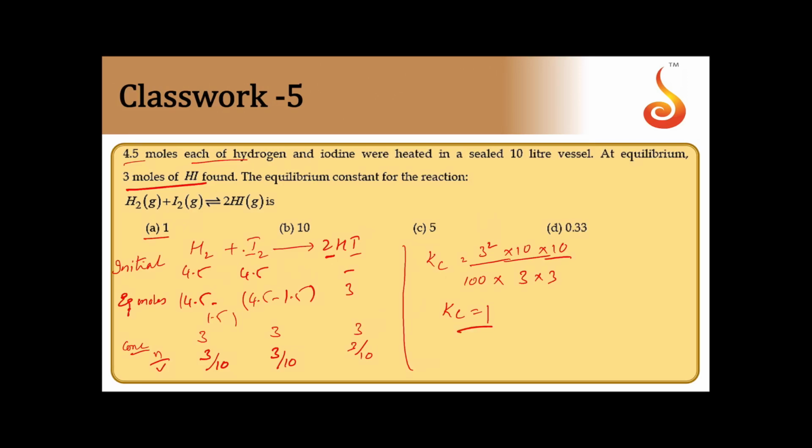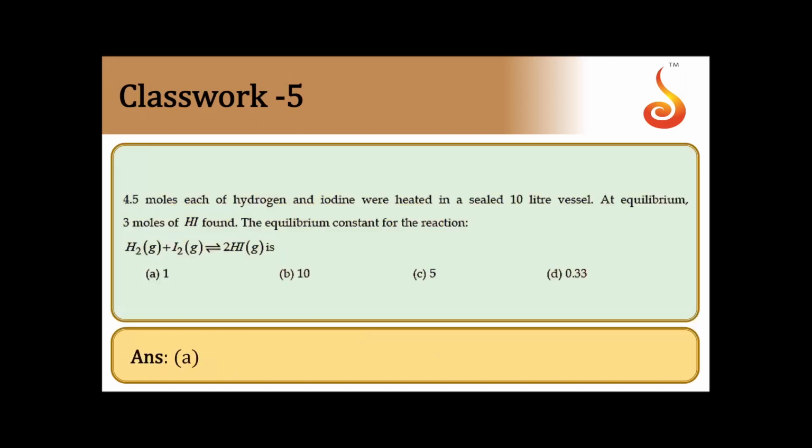So 4.5 moles of each are taken initially. At equilibrium 3 moles of HI are being formed. So 2 moles of HI will form from 1 mole only; 3 moles are being formed, so it will be from 1.5 moles. So 4.5 minus 1.5, 4.5 minus 1.5. So 3 moles of each are left at equilibrium and 3 moles of HI is formed. Dividing throughout by 10 because the volume of the vessel is given as 10, so that we can get the concentrations: 3 by 10, 3 by 10, 3 by 10, and substituting in the equation we get the answer. So option A is the answer, that is 1.